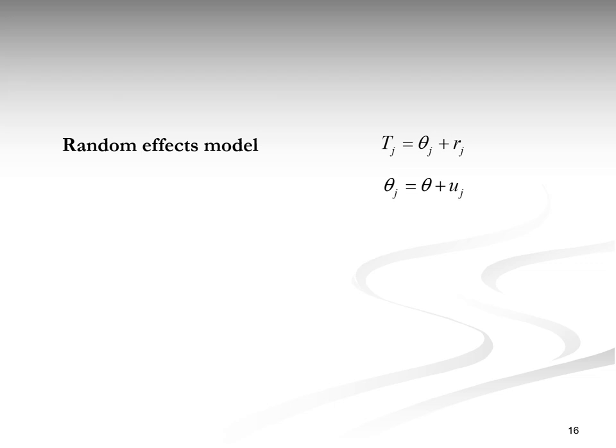But now there is a second equation that says the population effect size in study j is assumed to be equal to a mean effect size theta plus a random deviation that is specific for that study, so the Uj. So the Uj is the deviation of the population effect size in study j from the mean effect size over all studies. And also this residual, Uj, is assumed to follow a normal distribution.